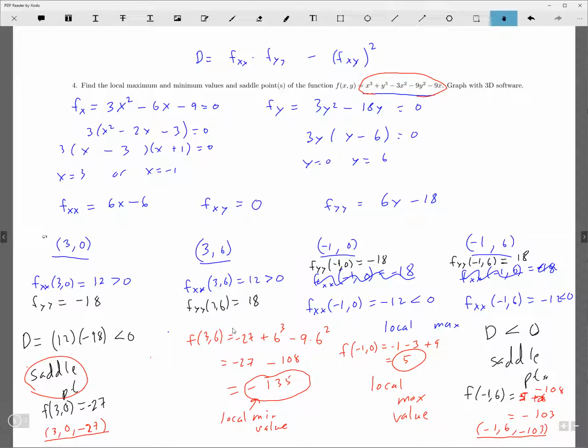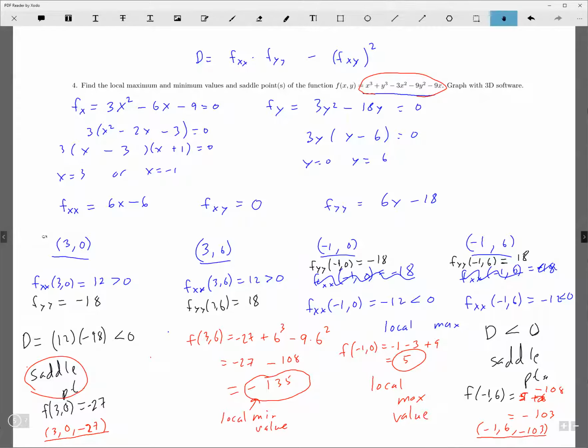This discriminant was positive because both these are positive, and then the mixed is 0, so that's positive for this. So that's a local minimum. We plugged in the 3 and the 6 into here, we get -135. That's the local minimum value. And this discriminant is negative, so that's a local maximum. And we plugged in -1 and 0 into here and got 5.